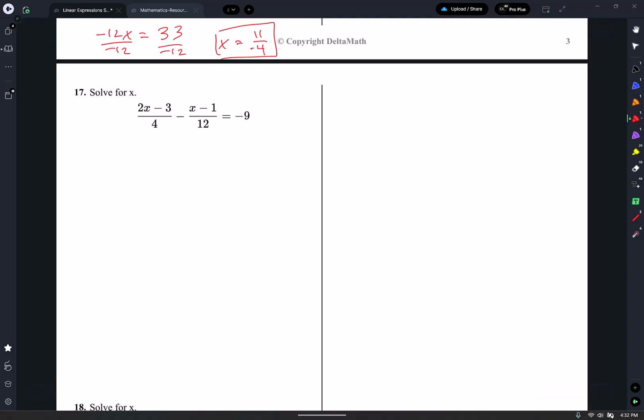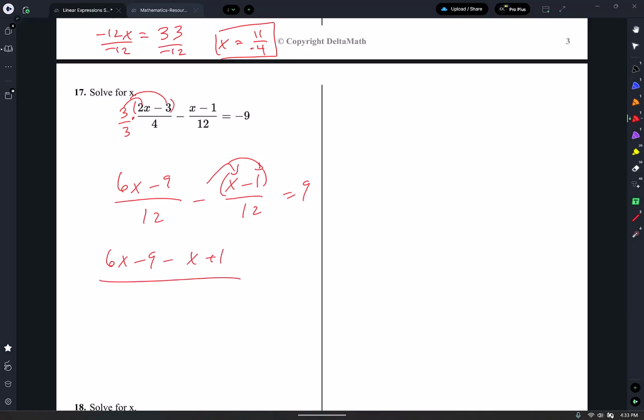When you get to something like this, relax. Don't freak out. Do a common denominator first. So I'm just going to multiply this one right here by 3 over 3, because 4 times 3 is 12. And then just go 2 times 3, that's 6x. 3 times 3, that's minus 9, and I have it over 12. Put this in parentheses so you can distribute that negative. 6x minus 9 minus x plus 1, all over 12 equals 9.